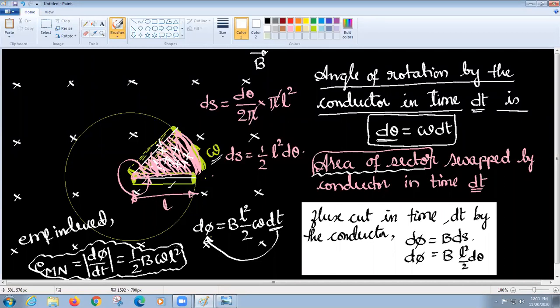So this is all about Faraday's law. In the next class we will see time varying magnetic fields. As of now, we are fixing the magnetic induction in one direction and just rotating the conductor. Next time we will time vary the magnetic induction, going into the board and outside the board, changing direction over a certain time period, and see how the EMF is induced.